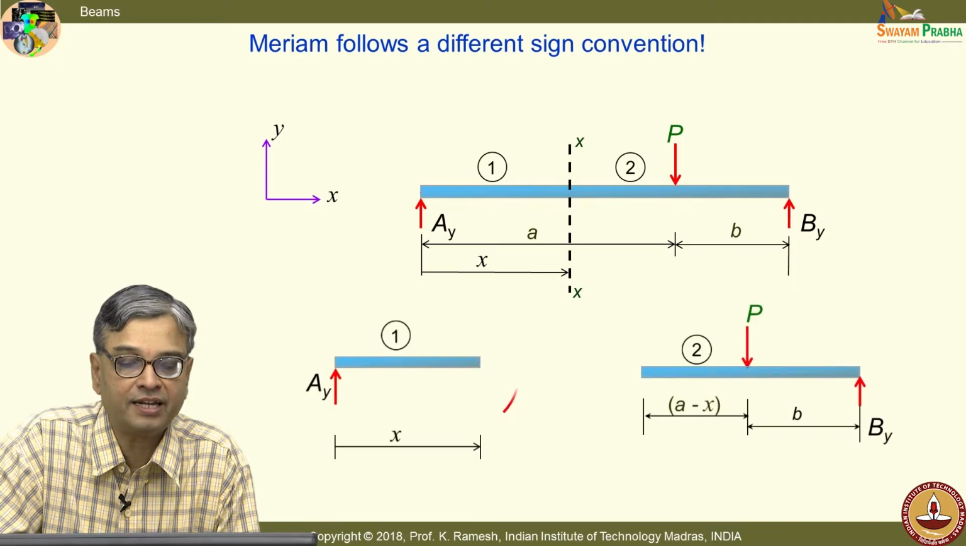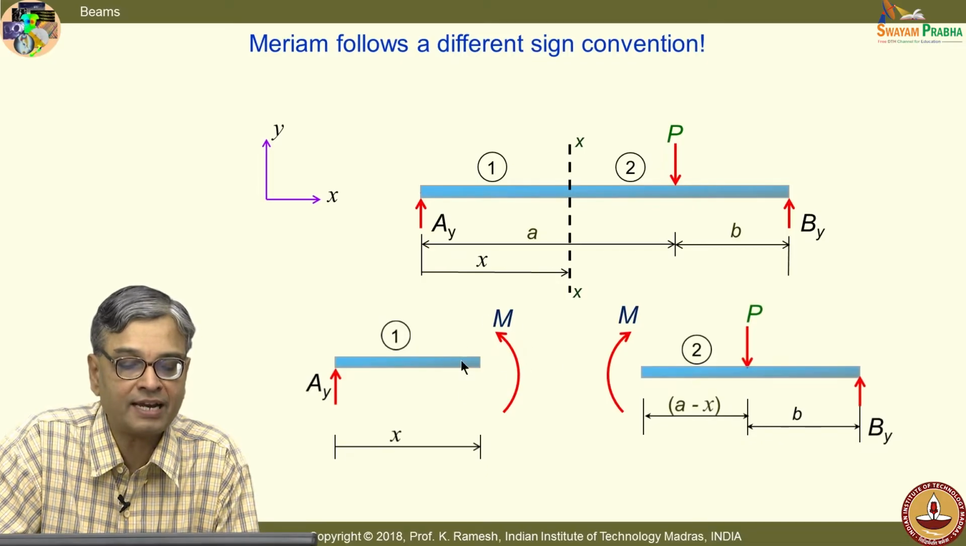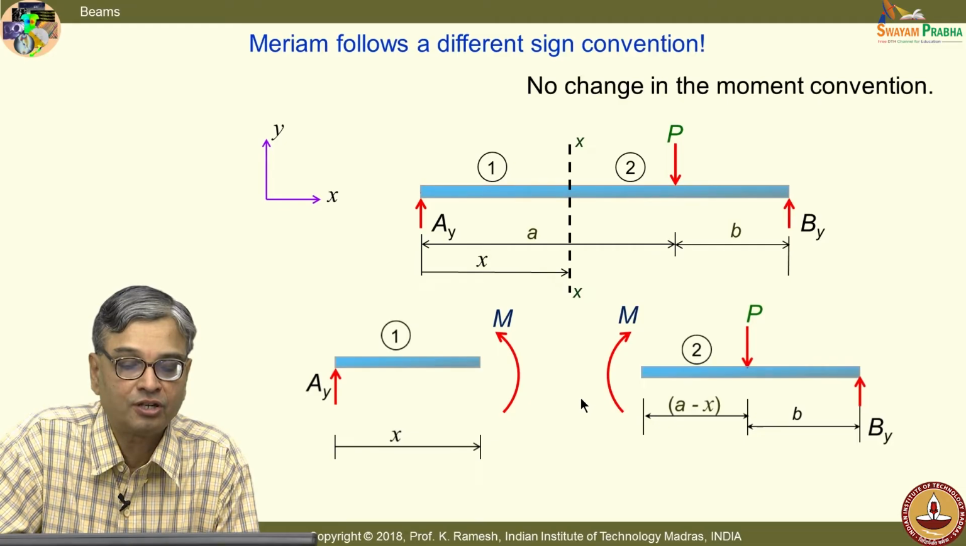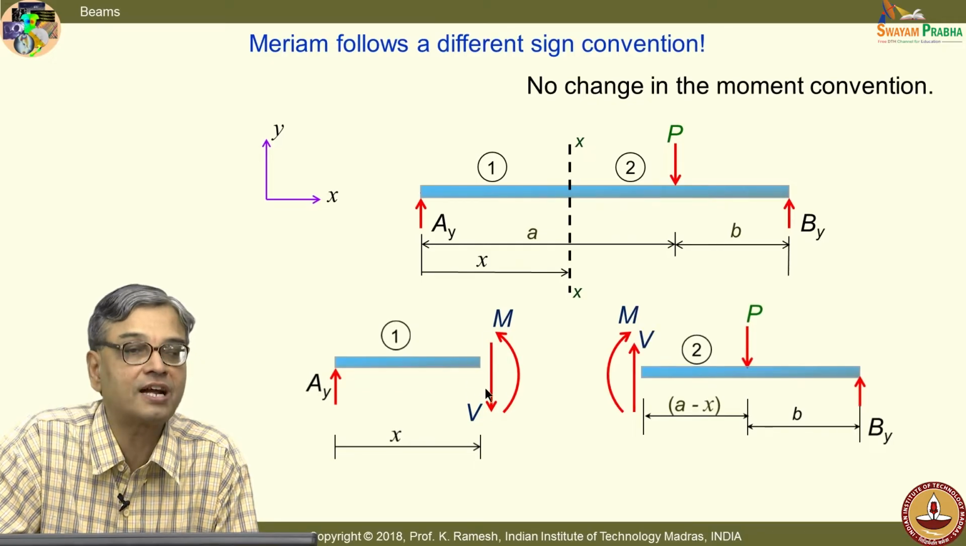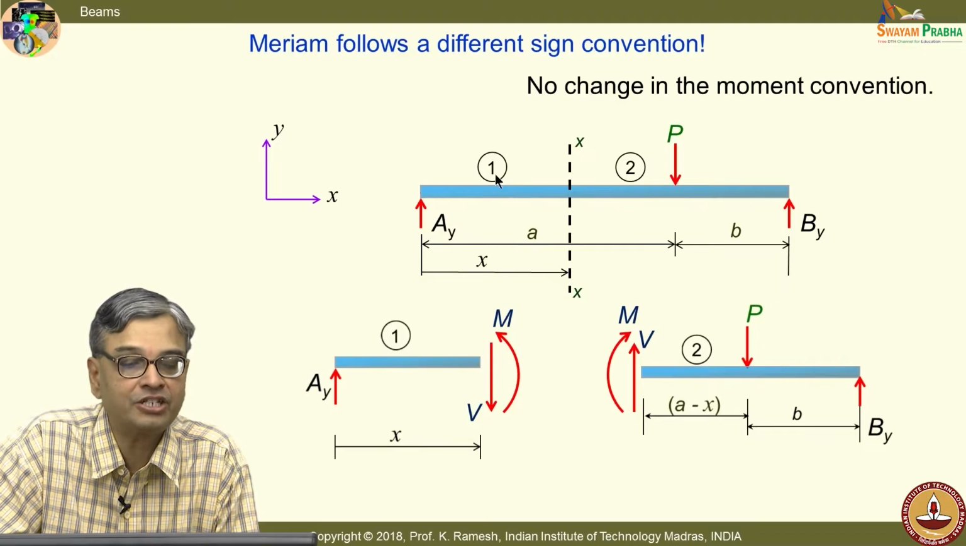When I cut the left portion, there is no problem in the moment convention. Moment anti-clockwise is taken as positive, clockwise is taken as negative. On a negative surface, negative direction is positive. This is how you indicate. But for the shear force, you take exactly the opposite. You take this as positive to start with. This is the convention you have in the book by Merriam.